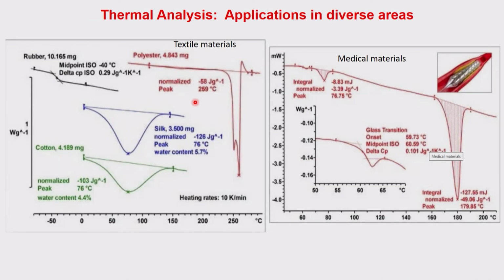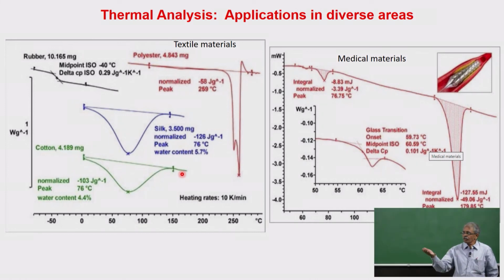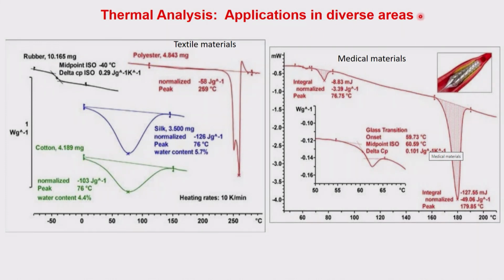So the thermal analysis can also be extended to various textile materials. Suppose you have a simple polyester, a rubber, a silk material, and a cotton material. So using these as the standard peaks for a polyester or a rubber or a silk or a cotton, then you take your material and you can test that one. So different in the textile industry. Even the medical industry can also use it.